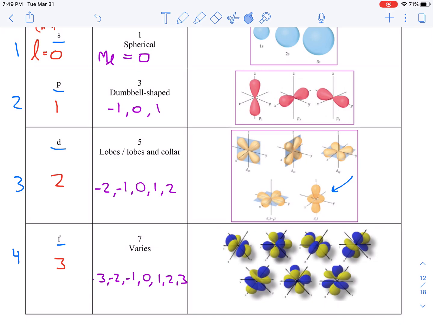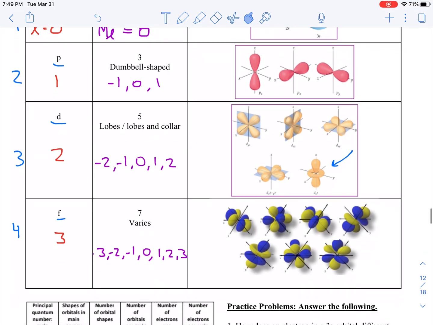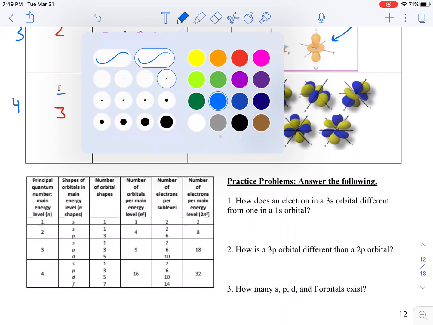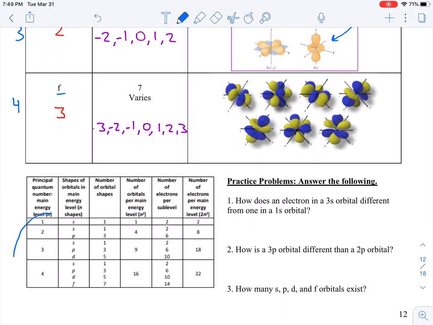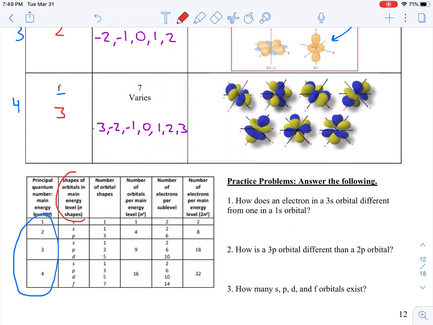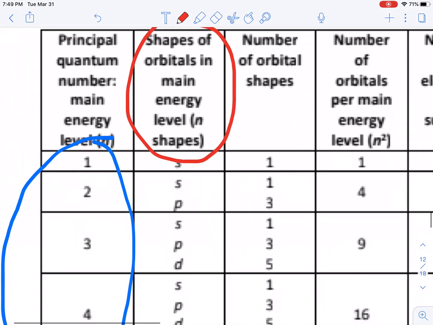And so the place where things really expand is illustrated well down on this table, right? So the quantum number, we have written this column above in blue. The number of shapes we have shown in red, but here's the thing. Notice that in the first energy level, there's only one shape. There's just S. In the second energy level, there's an S and there's a P. In the third energy level, there's an S, a P, and a D. In the fourth energy level, there's an S, P, D, and F.